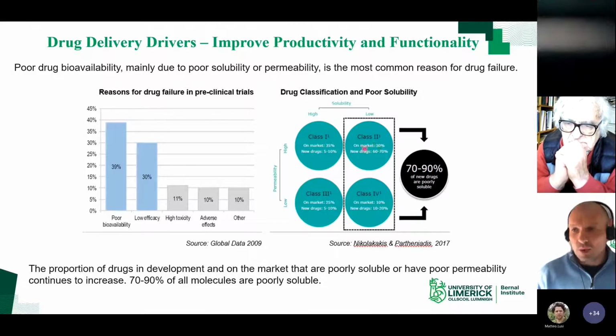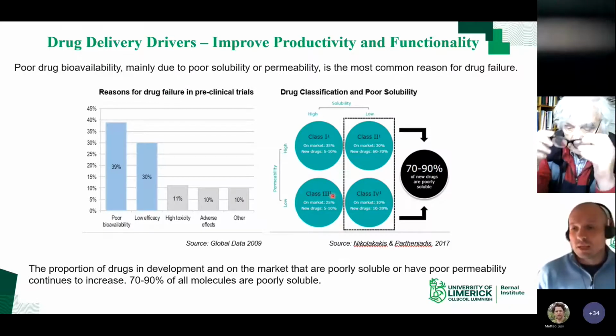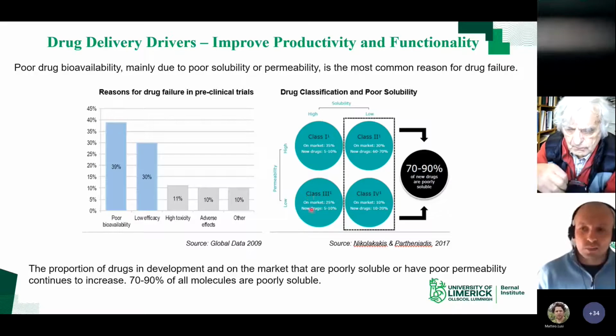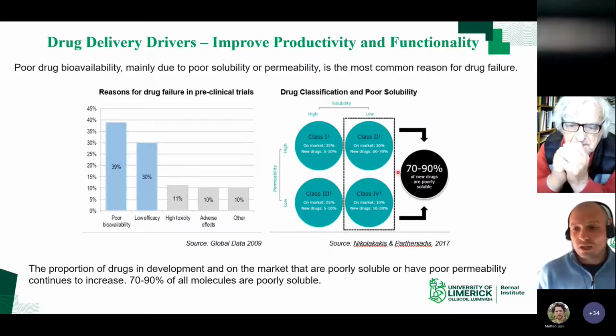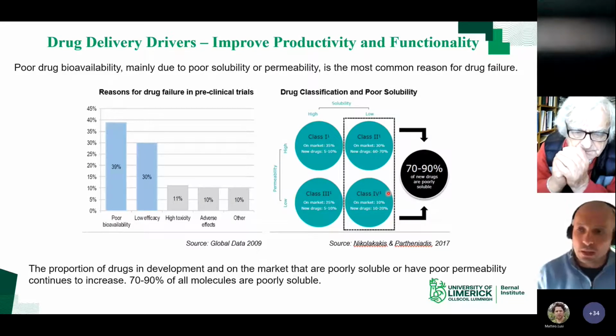Those that belong to class 2 and class 4 are poorly soluble. Solubility is very low in water, and that will ultimately impact bioavailability. In class 3, drugs are highly soluble, but they have poor permeability. But typically, the major issues are with class 2 and class 4 drugs. If they are poorly soluble, inevitably that might end up with poor bioavailability.